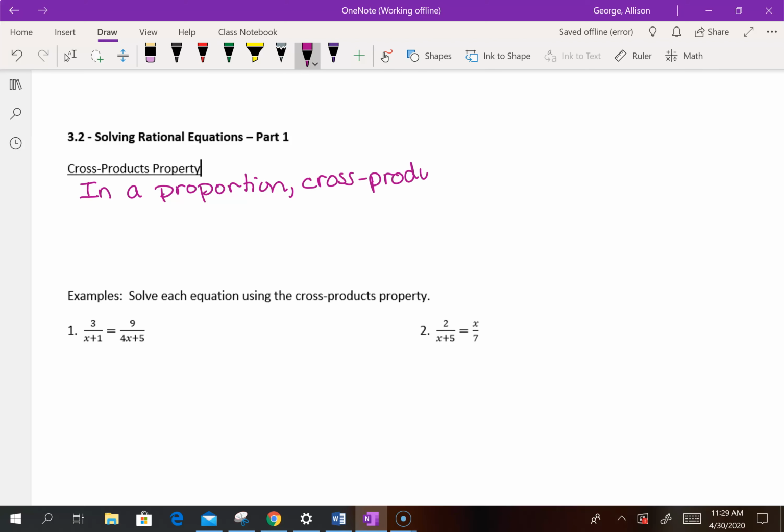And when we're talking about a proportion, cross products are equal. So for something to be a proportion, it's exactly what you remember, hopefully, back from late elementary school. It has to be two fractions with an equal sign in between.